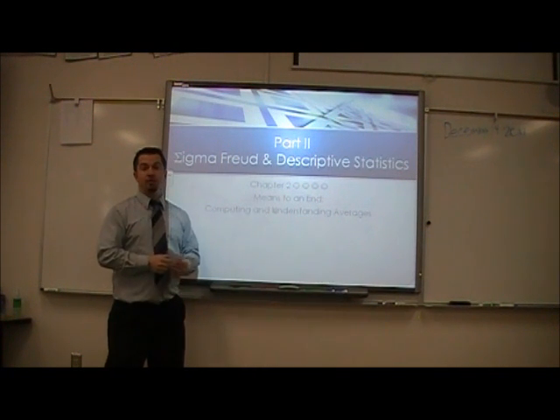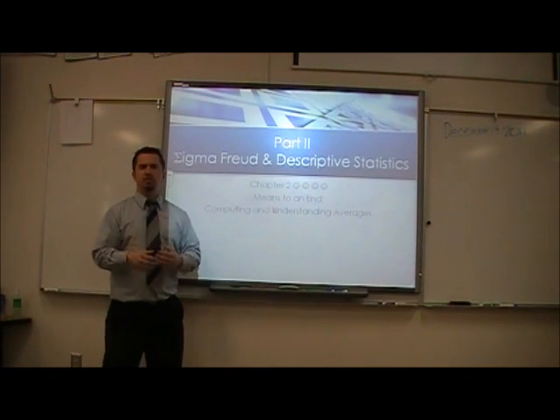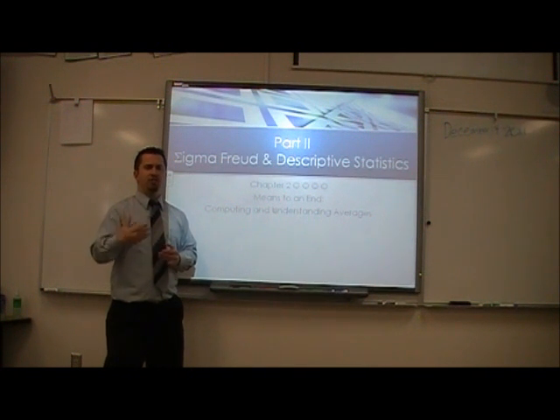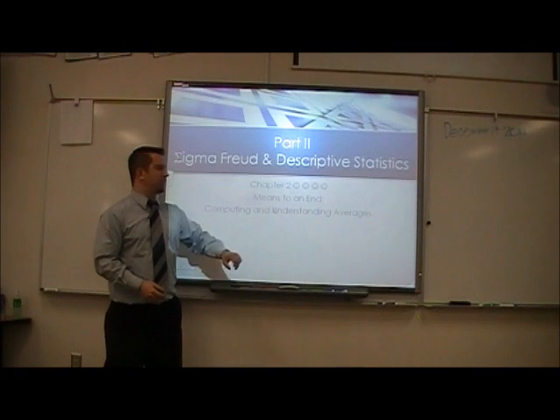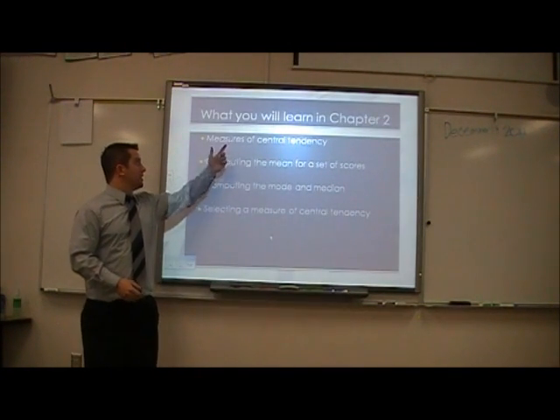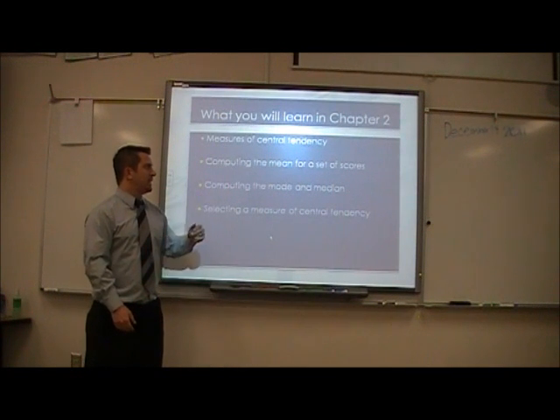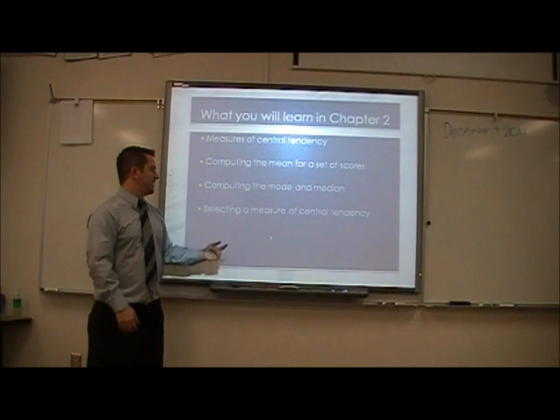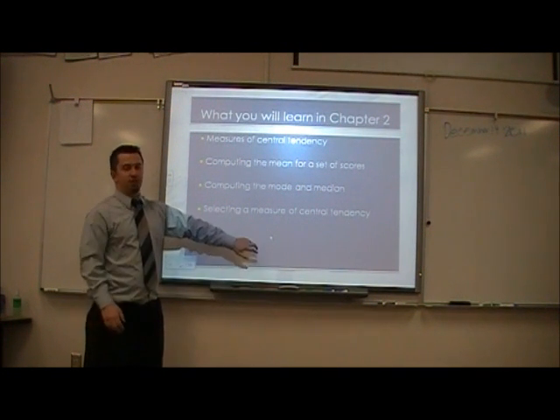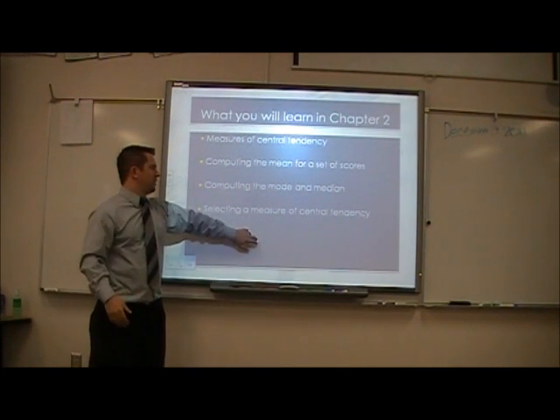We're in Chapter 2 now, and in Chapter 2 we're going to be dealing with central tendencies and measures of central tendency. Computing the mean, median, and mode is what we're going to be starting with here. As we look here, measures of central tendency are things we're going to be talking about: computing the mean for a set of scores, computing the mode and the median for data sets, and then selecting a measure of central tendency that best works for us.